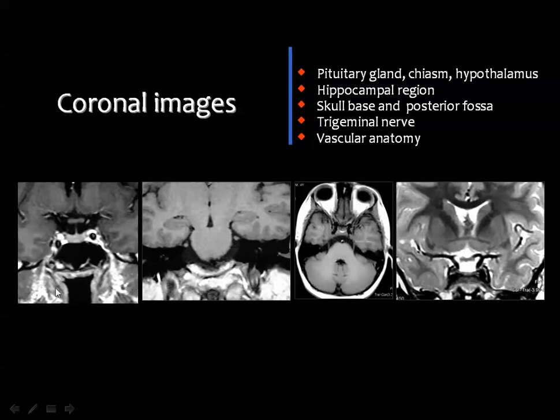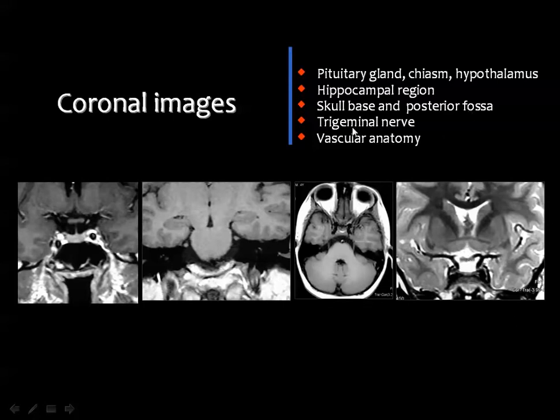of the sella. Then the coronal images are very important in assessment of the hippocampal region to diagnose mesial temporal sclerosis. Also, they are important to identify the vascular anatomy. You can see, especially the T2 weighted images, where you can see the internal carotid artery, the middle cerebral artery, and the anterior cerebral artery.